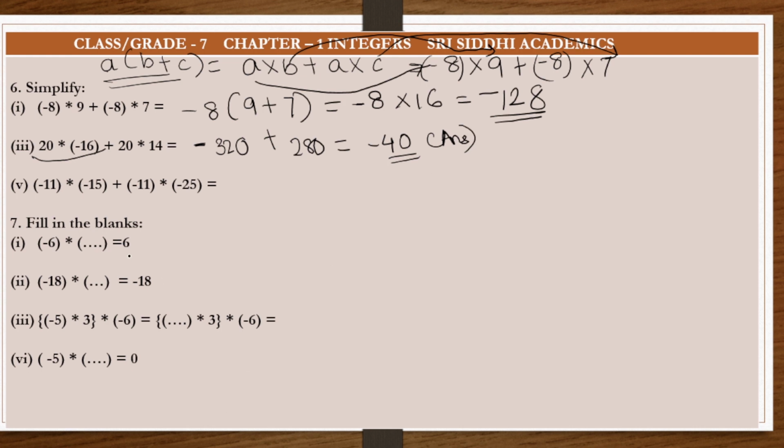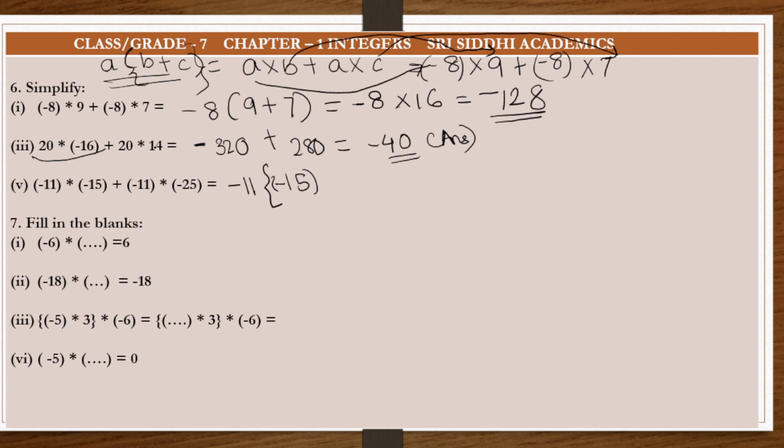Now let's solve the next question. Bit 5, minus 11 into minus 15 plus minus 11 into minus 25. Here it will be minus 11 outside and minus 15 will be within brackets. I'll change this bracket to curly braces because for negative integers anyways we are giving this parenthesis. So for this particular bracket, I am changing it to curly braces.